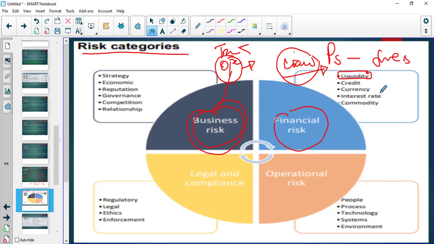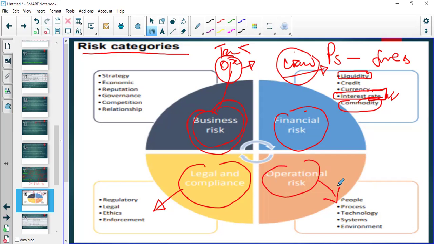Do we have a facility, a borrowed facility that is sensitive to interest rates, so that it could fluctuate in line with the interest rates, and then the interest rates go up, then we're gonna be in trouble. Do we have assets that we acquire for trading, and then those assets' prices can go up or down? So that's your financial risk. And then I see here there is also legal and compliance, which is very important. So you can look at that, and then operational risk.